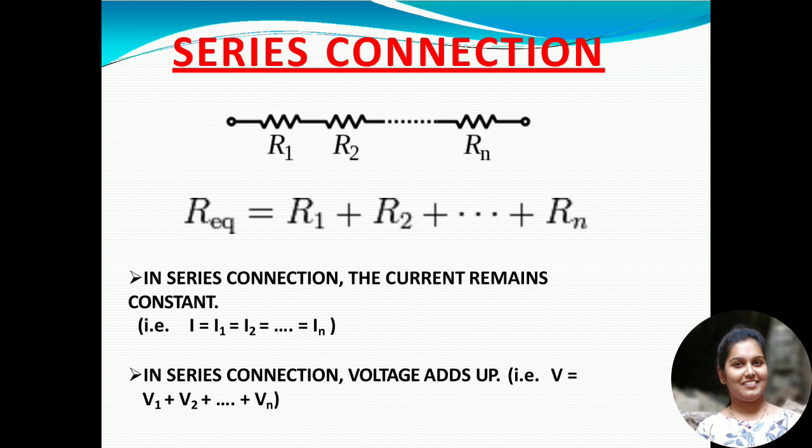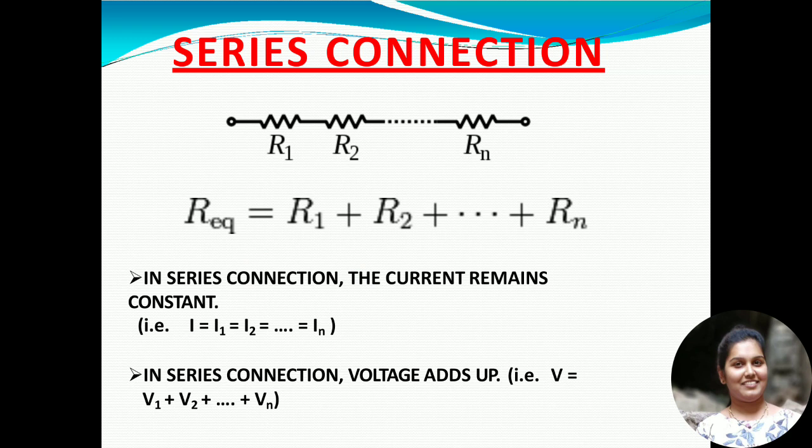And coming to the voltage adds up here. In series combination, we can see that as current will be the same, the voltage across R1 will depend upon the value of R1, and the voltage across R2 will depend on the value of R2. So the voltage across R1 we denote as V1, the voltage across R2 is denoted by V2, and the voltage across Rn is denoted as Vn.